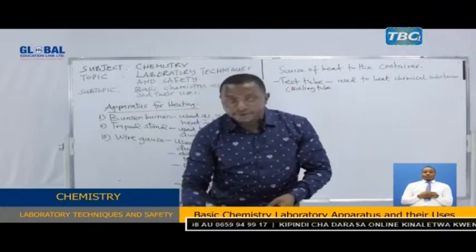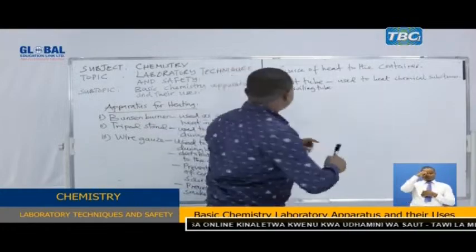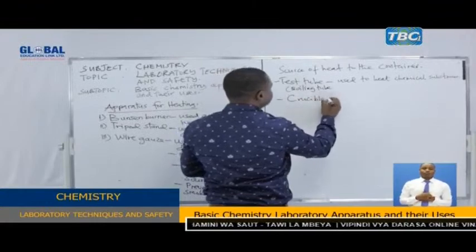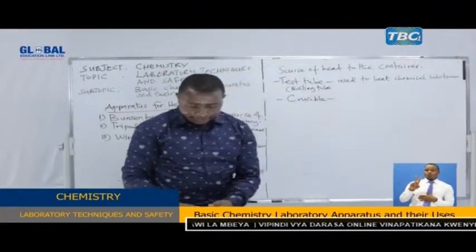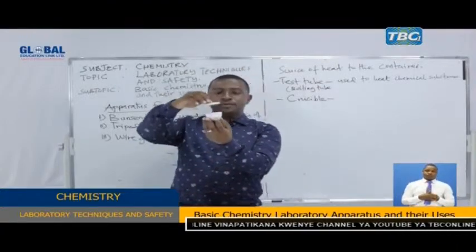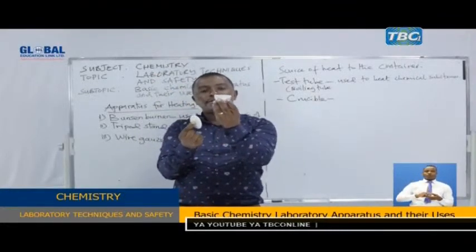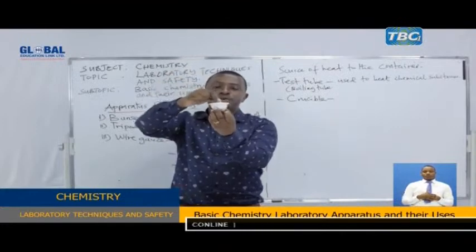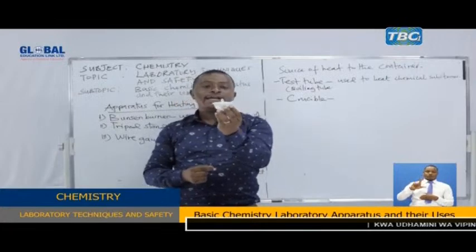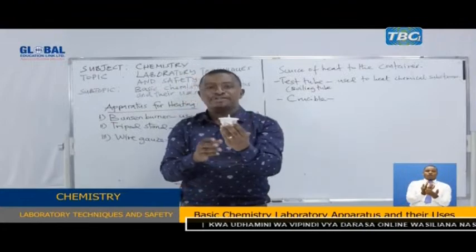Let us now see another apparatus for heating. We have another apparatus for heating, which is known as a crucible. It is this one here. It has a lid, and it is this small bowl with its lid. This is called a crucible. It is made up of special clay known as porcelain, and it is used to heat solid chemical substances at high temperatures.